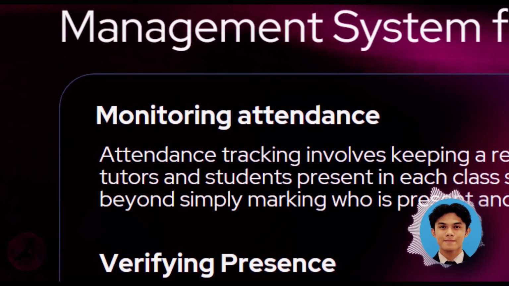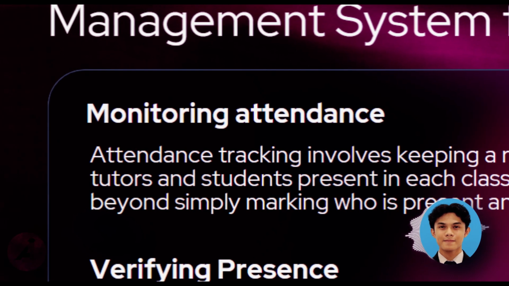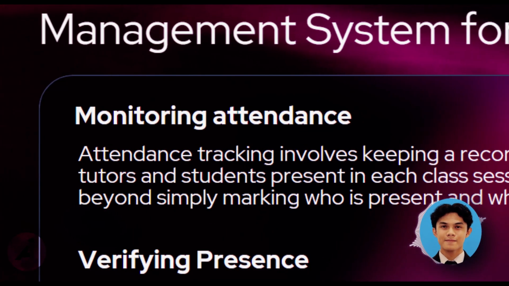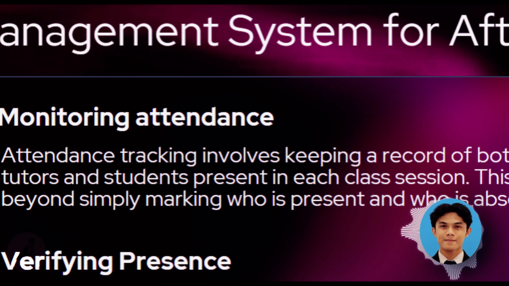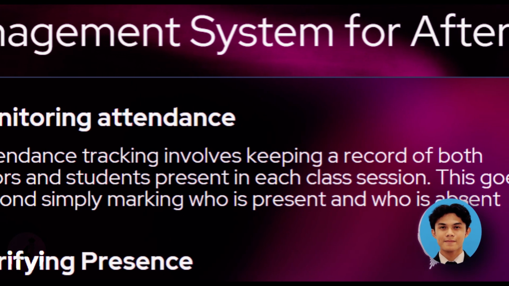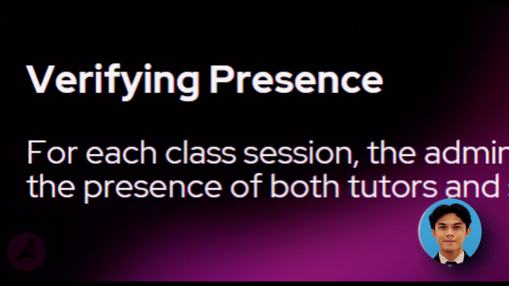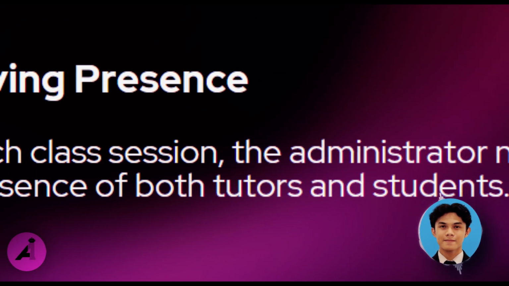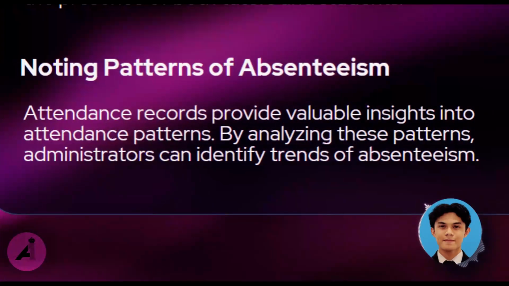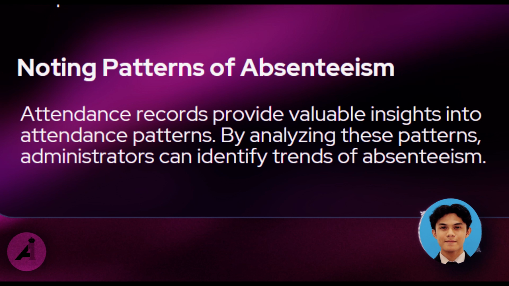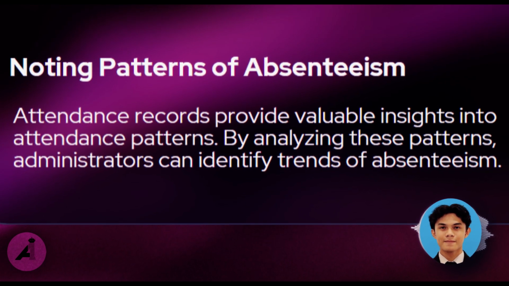Monitoring attendance. Based on what our Department of Researching team has analyzed, attendance tracking involves keeping a record of both tutors and students present in each class session. This goes beyond simply marking who's present and who's absent. Verifying presence: for each class session, the administrator needs to confirm the presence of both tutors and students. Attendance records provide valuable insights into attendance patterns. By analyzing these patterns, administrators can identify trends of absenteeism.